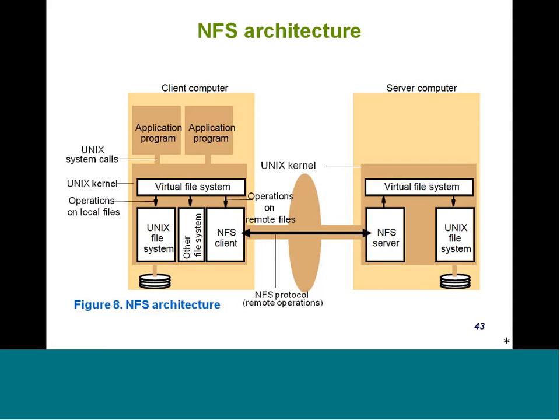Here, the application program makes Unix system calls through the Unix kernel. The virtual file system keeps all the operations as local operations, so you won't feel that there are some remote files also. From the application side, you are just calling a local program, but the virtual file system identifies which are local and which are remote files, and the remote file is channeled through the NFS client, which provides this RPC to the NFS server to retrieve that file.